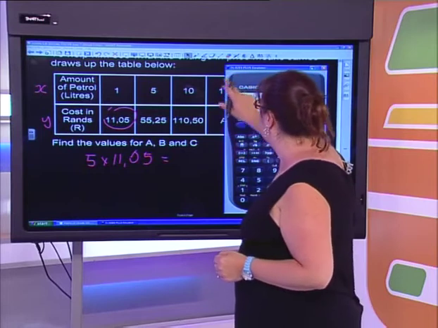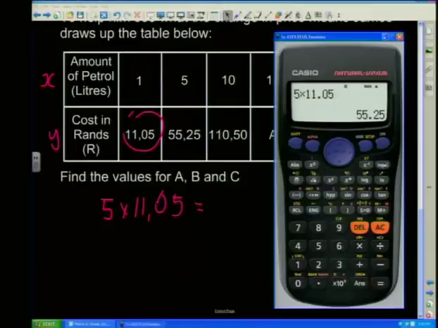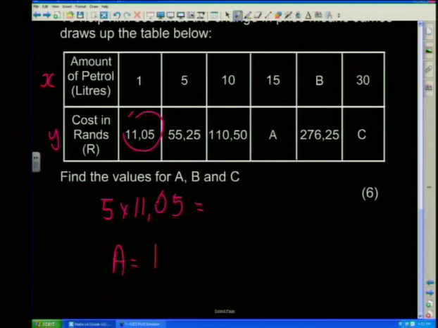So what am I missing here? I'm missing 15. So let's calculate 15. So it'll be 15 times 11 Rand 05. I don't even know the price of petrol these days. 165.75, 165 Rand 75 cents. So that A is 165 Rand and 75 cents. And I can write that into A.